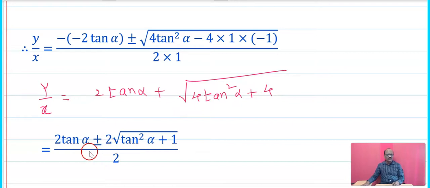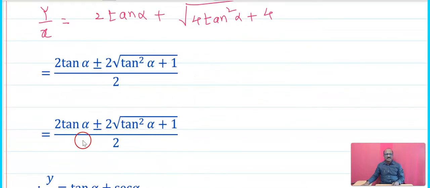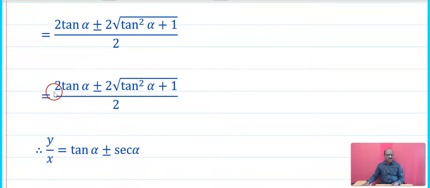Square root of 4 is 2. Therefore here y upon x is equal to 2 tan alpha plus or minus 2 into root of tan square alpha plus 1, upon 2. Again the same step is repeated here. That is, we can write here the 2 gets cancelled.